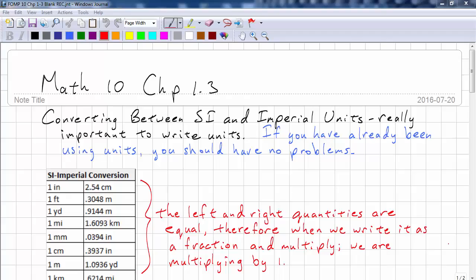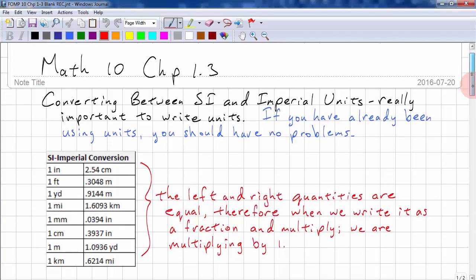This is Foundations of Math and Pre-Calculus 10, Chapter 1.3. This time we're going to be looking at converting between the SI system and the imperial units. It's really important to write down your units so you see what cancels out properly, to make sure you've done the right conversion. And if you've already been using your units, you should have no problems.